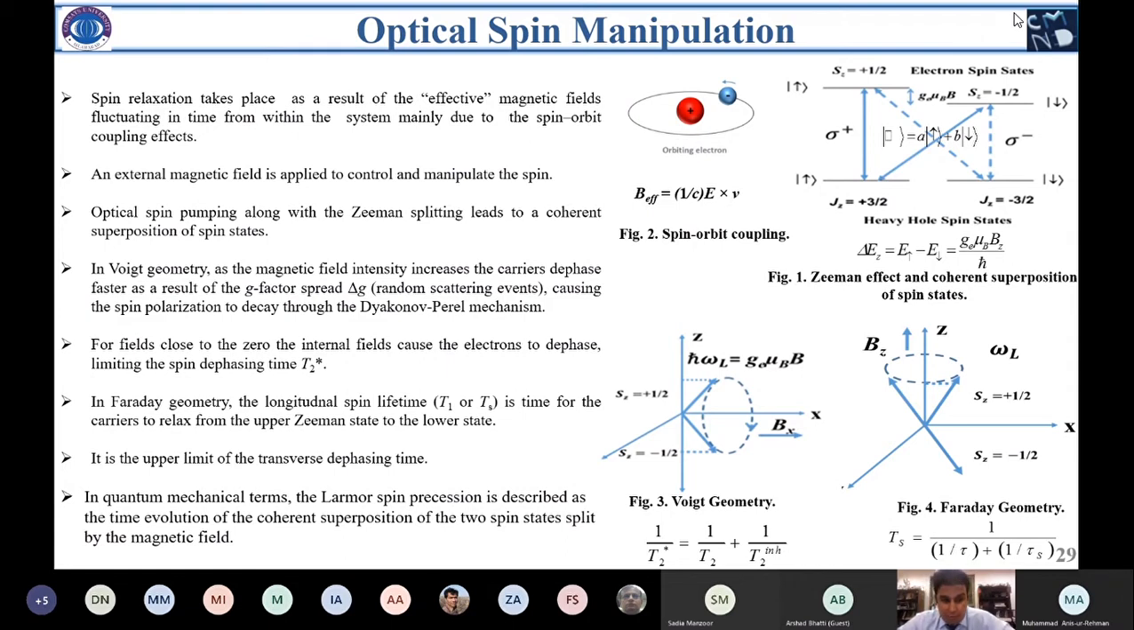If you think about it in quantum mechanical terms, the Larmor precession represents a time evolution of the coherent superposition of these two Zeeman split states.